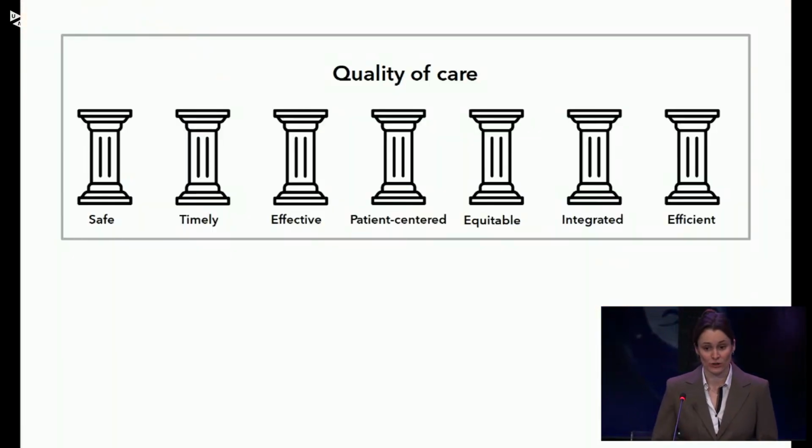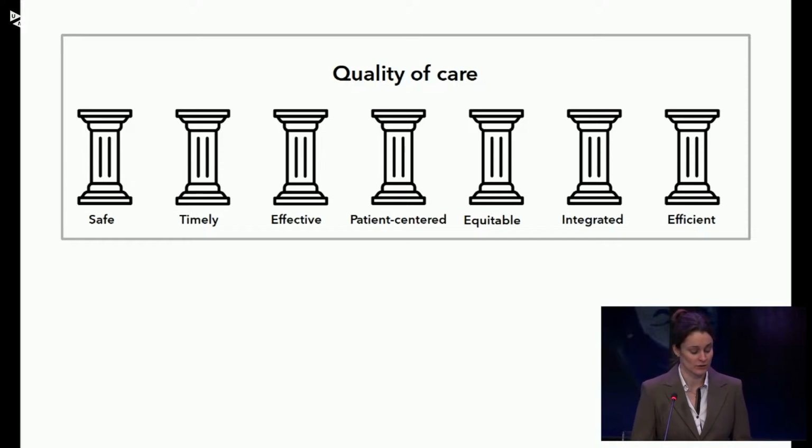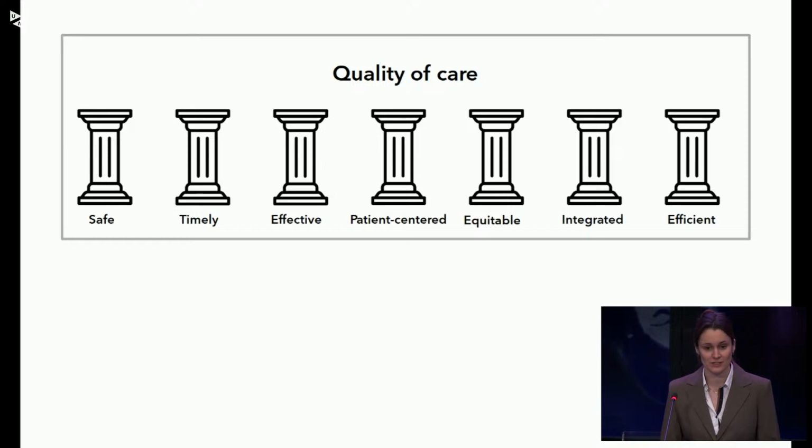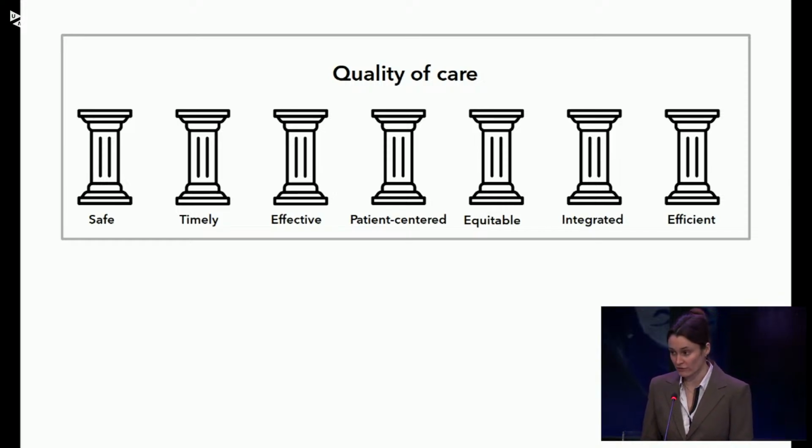Before I explain to you the content of my thesis, I want to explain the concept of quality of care. Good quality of care is based on these 7 pillars. Besides good care needing to be safe, timely, and effective, it should also be patient-centered, meaning care should be aligned with the patient's preferences and values. Care should also be equitable, meaning it is available for anyone regardless of their background.